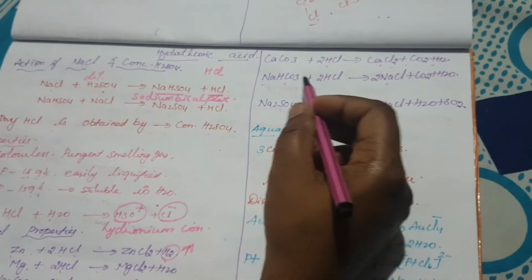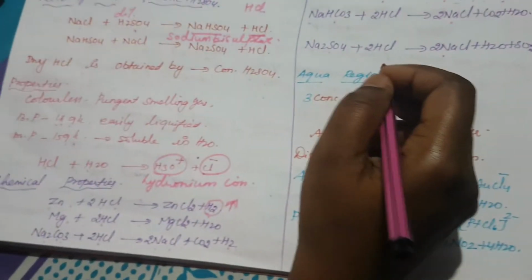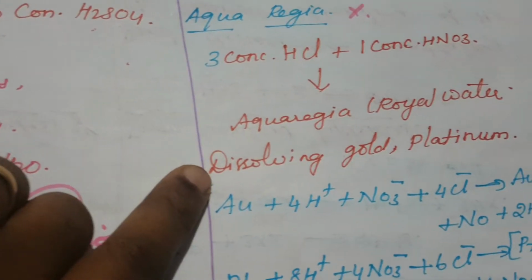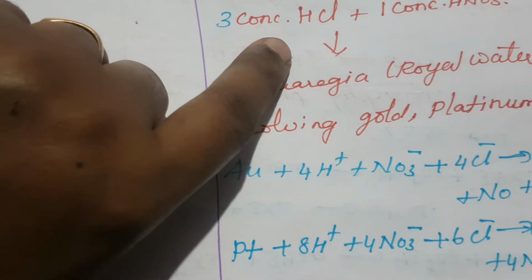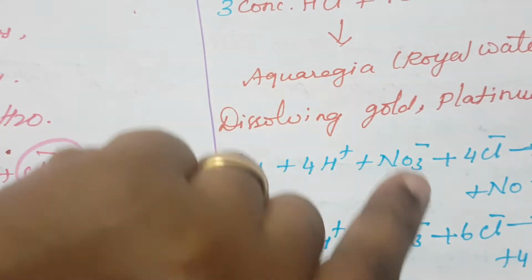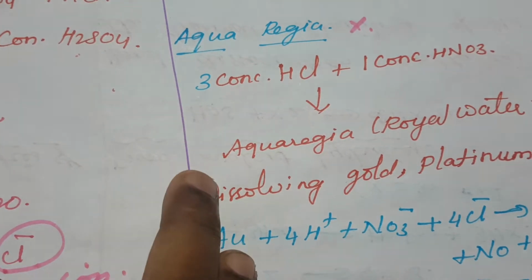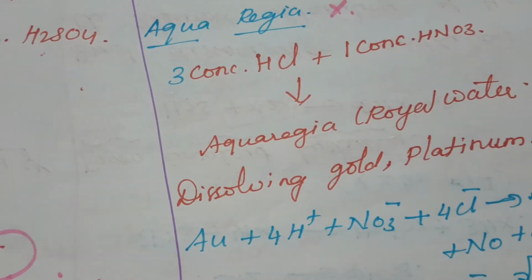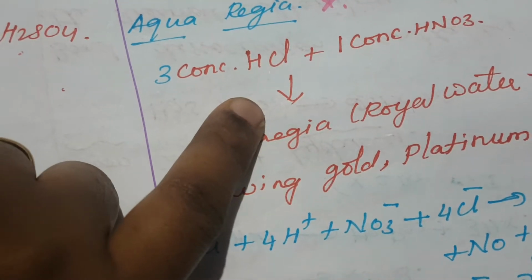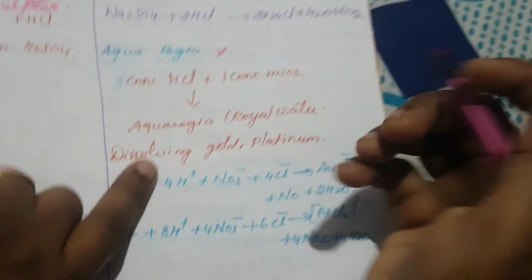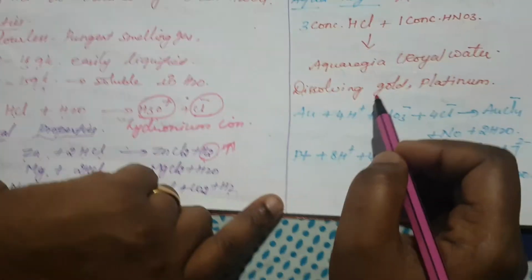Next we are going to see an important one, aqua regia. What is meant by aqua regia? Aqua regia is 3 parts of concentrated hydrochloric acid and 1 part of concentrated nitric acid mixed together. You studied this in the previous class. Gold dissolves in this mixture, which is called royal water or aqua regia. It dissolves gold and platinum.